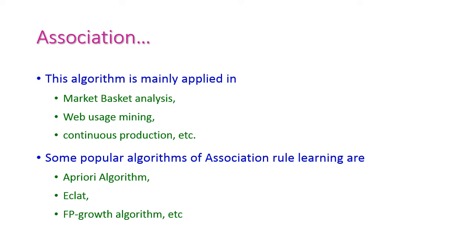And these association algorithms are mainly applied in market basket analysis, web usage mining, that is web mining, and continuous production and etc. So the application will be very high here, and the popular algorithms which come under association are the Apriori algorithm, Eclat algorithm, FP-growth algorithm, and etc.